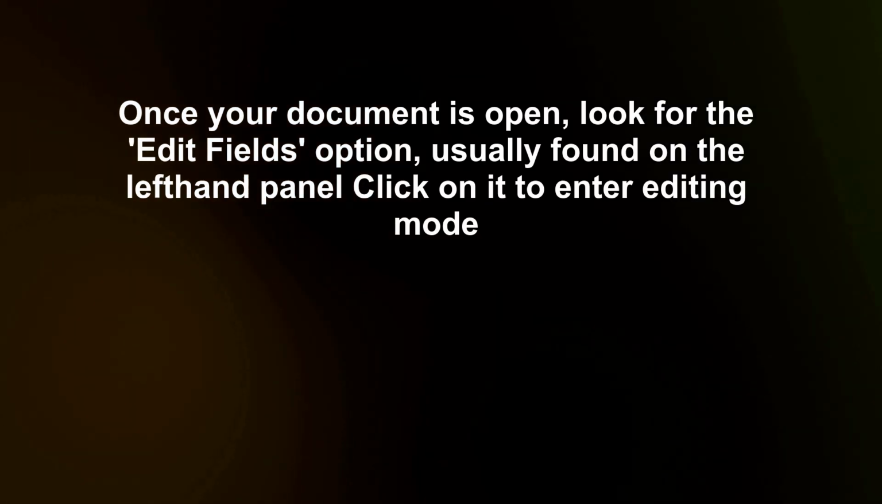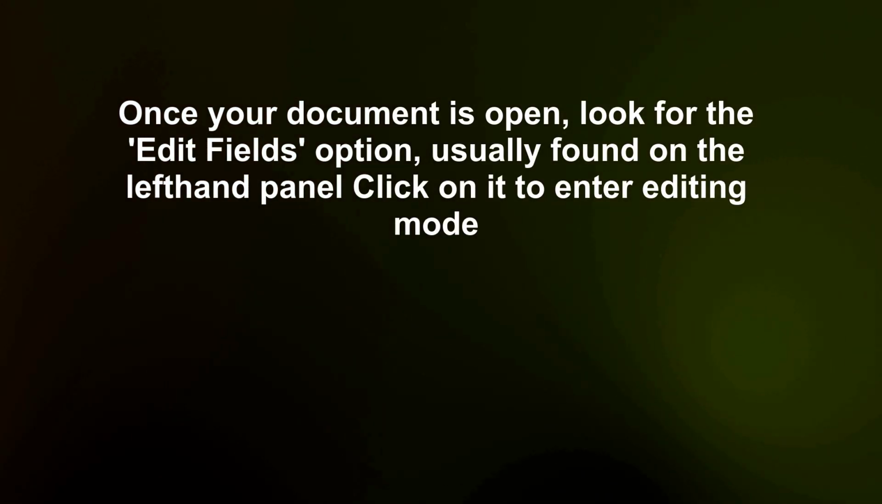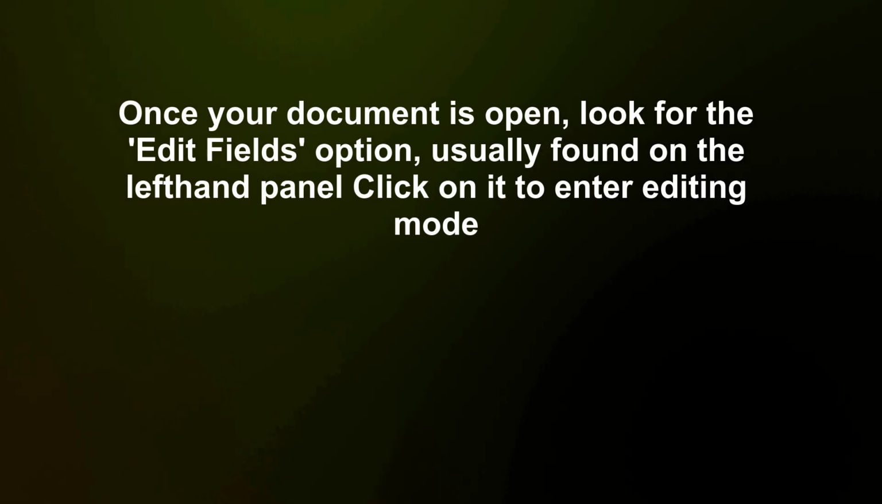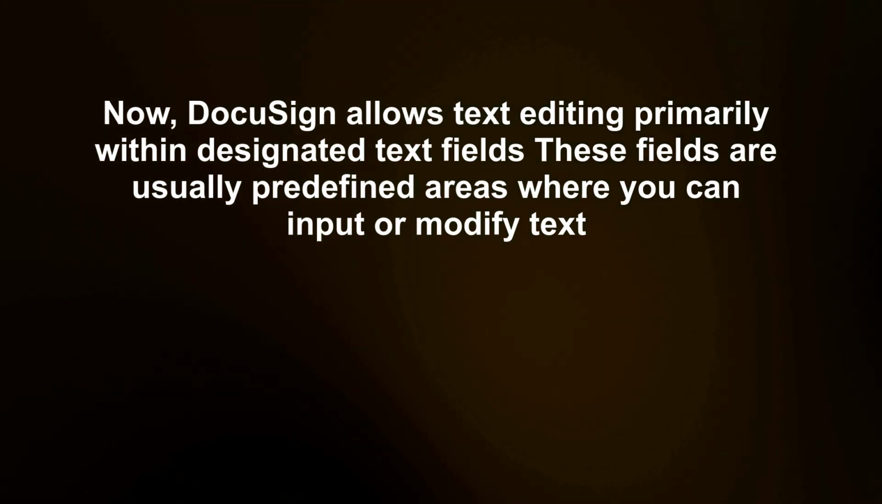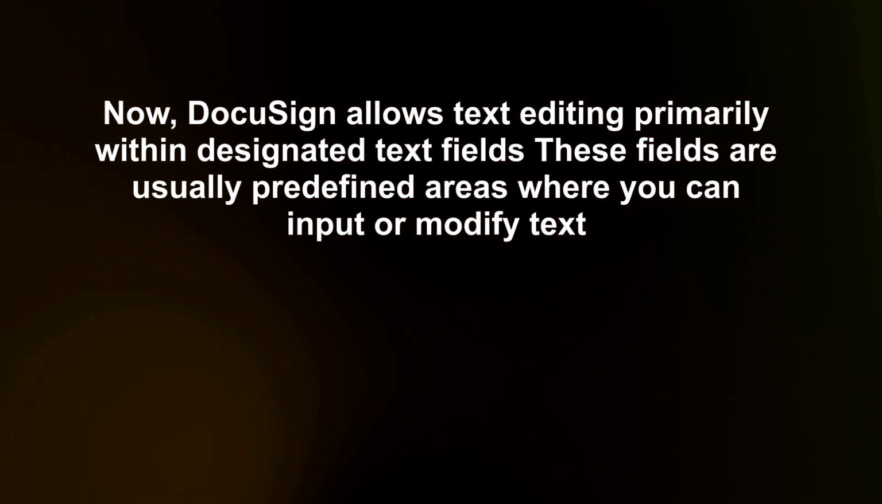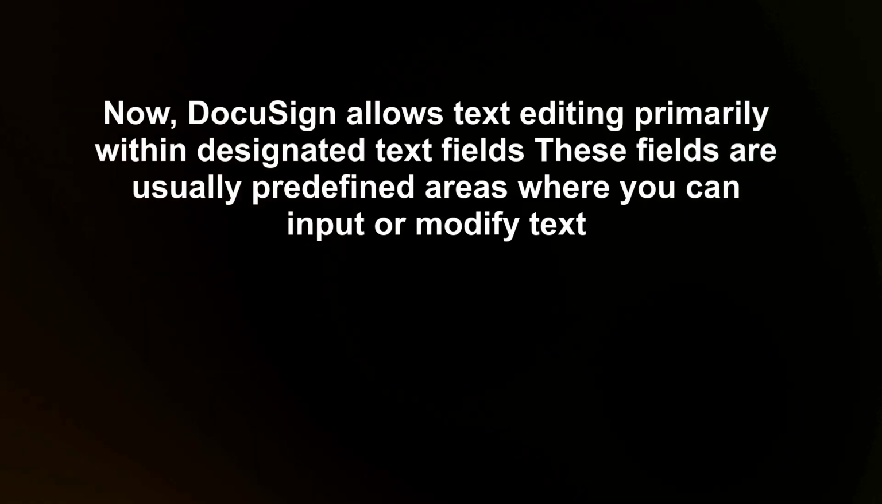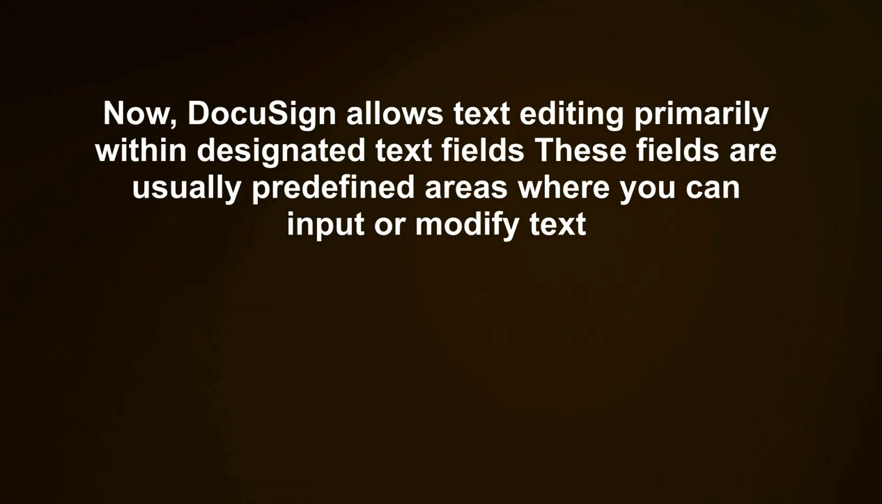Once your document is open, look for the Edit Fields option, usually found on the left-hand panel. Click on it to enter editing mode. Now, Docusign allows text editing primarily within designated text fields. These fields are usually predefined areas where you can input or modify text.